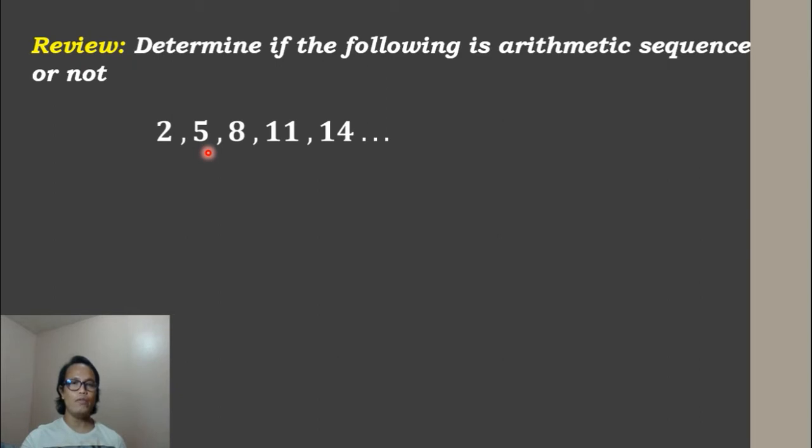So how do we find a common difference? We simply subtract 14 minus 11, which is 3, and 11 minus 8 is also 3. So we have 3 here and another 3. So they are constant. If we proceed, 8 minus 5 is still 3 and 5 minus 2 is 3. That means the common difference is 3, and since we have a constant common difference, this sequence is an arithmetic sequence. So let's proceed to our next example.